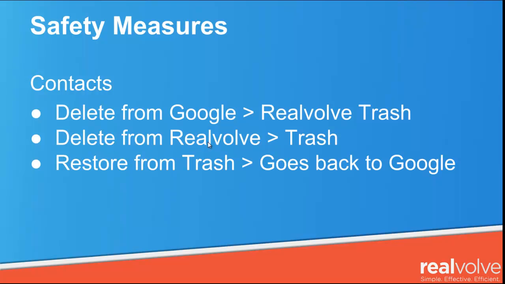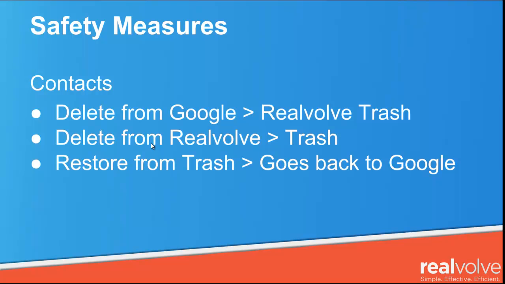If you delete anything from Realvolve, it will still go into the trash, but it does also delete it from Google. So both of those scenarios take you to a trashed activity or contact, and it then can be restored if needed. If you do restore a contact from the trash, it will go back into Realvolve just as a normal contact, but then we also synchronize it right back to Google as well. So some important safety measures there.